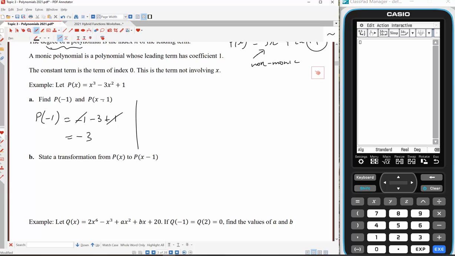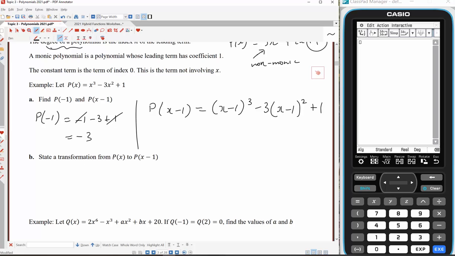Find p of x take 1. So p of x take 1 equals x take 1 to the 3, take 3, x take 1 to the 2 plus 1. Do we need to expand that? Not really. They didn't tell us what form they wanted it in. They just said, can you do p of x take 1? And that is p of x take 1. So unless they tell us to expand it all out, we're going to leave it as that.